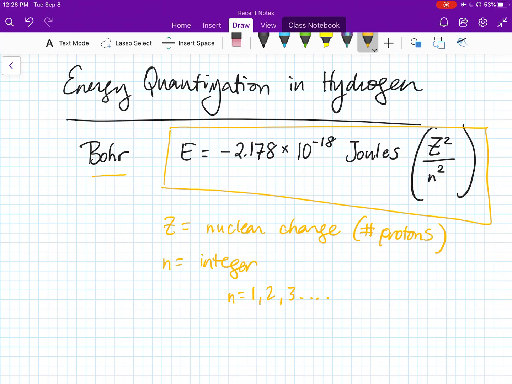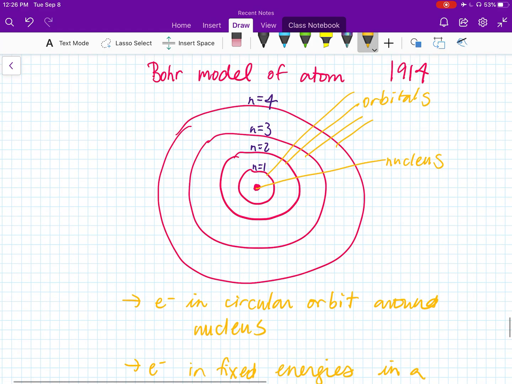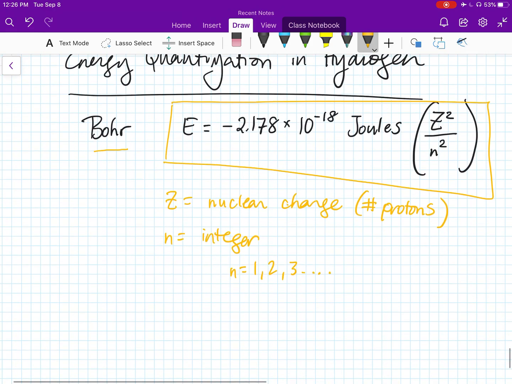Okay, so again, with the Bohr model, we were talking about these circular orbits that surround the nucleus, and we call them orbitals. Another word for them, a better word for them, is really shells. Shells are the energy levels that electrons can inhabit in an atom, any atom, not just hydrogen. So, as you can see, n increases as we get further away from the nucleus.